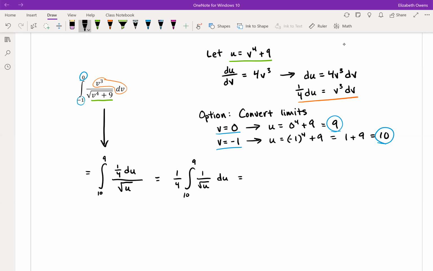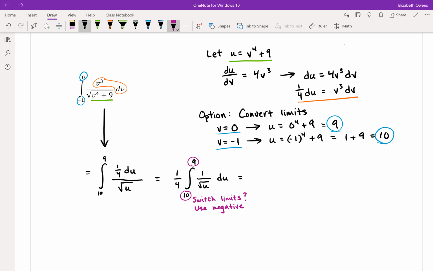Now, one thing here, notice that if those limits are kind of bothering you, like the fact that 10 is lower and 9 is upper, you can switch those. Remember, we have a property for that. You can actually make this go from 9 to 10. Do you remember what we need to do if we're going to change those? We need to throw a negative sign out front. So if you want to switch limits, use a negative out front.